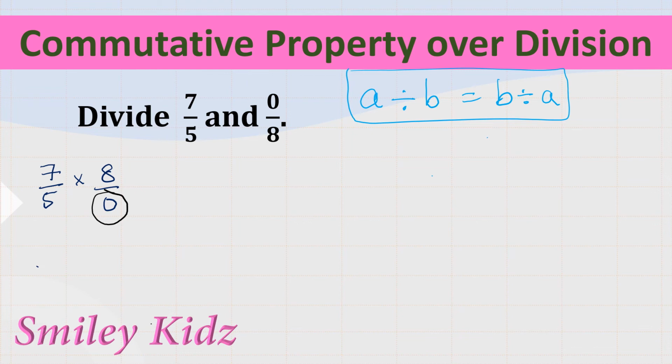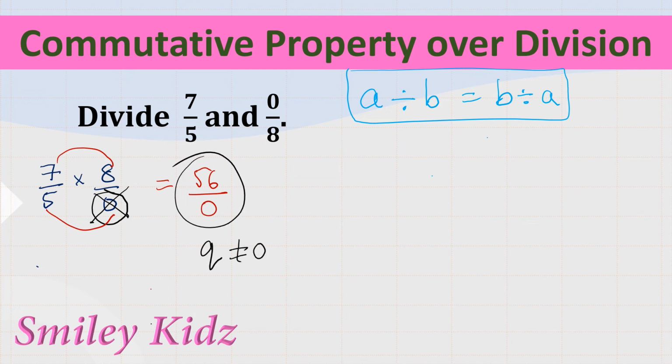A rational number is a number which is in the form of p by q, where p and q are integers and q not equal to 0. That means here 0 should not be. So, this is not satisfied. Though you calculate 7 into 8 will be 56 by 5 into 0 will be 0. Again here also we are getting the q value, that is denominator value as 0, which should not be. So this is not a rational number.